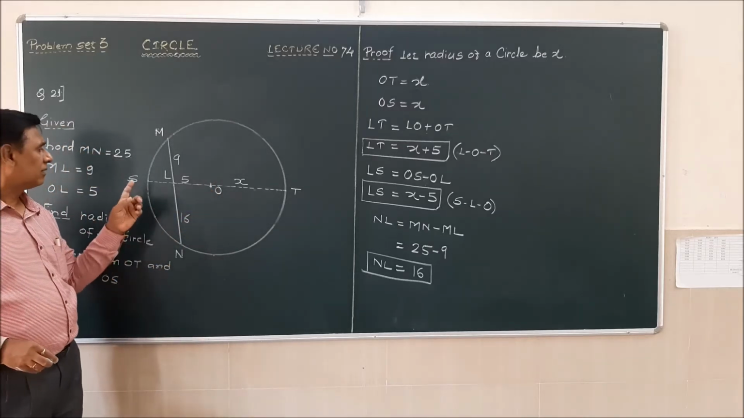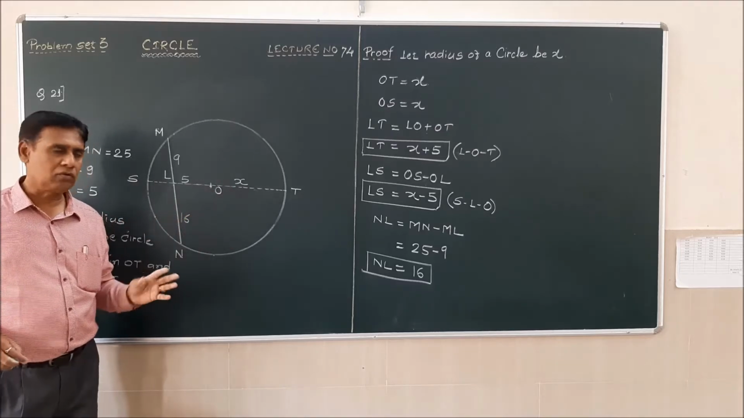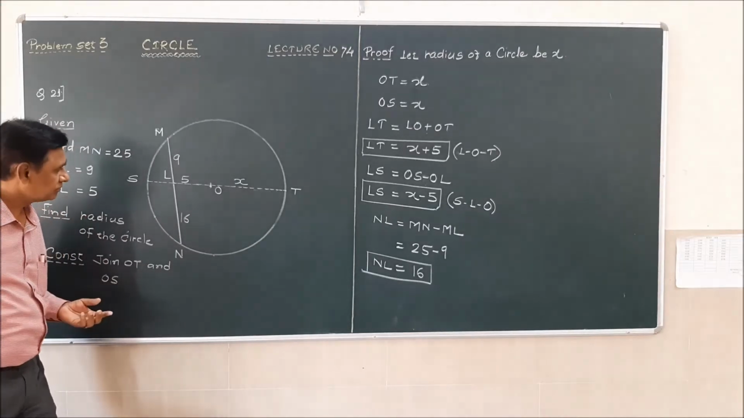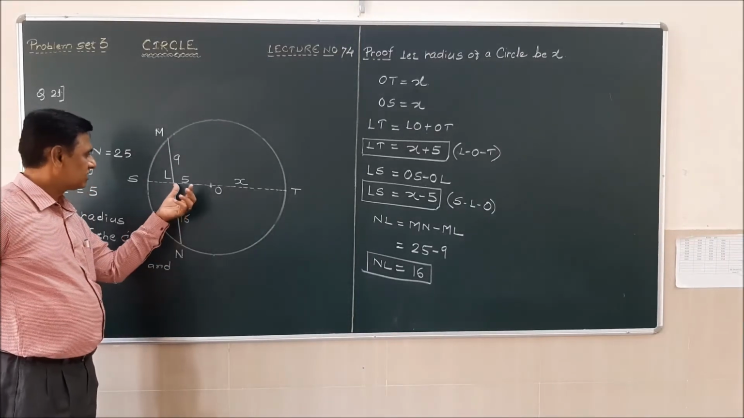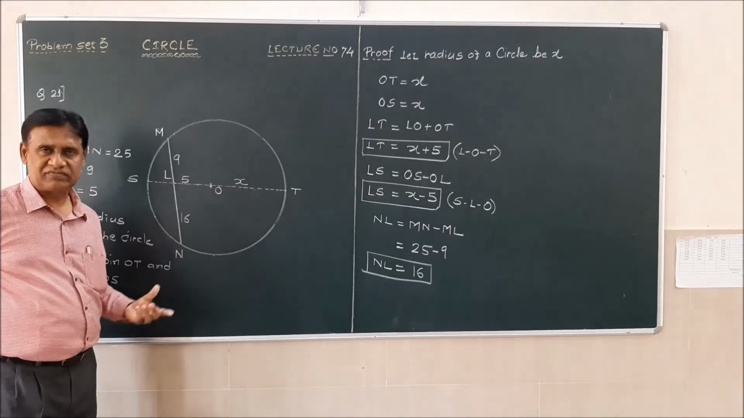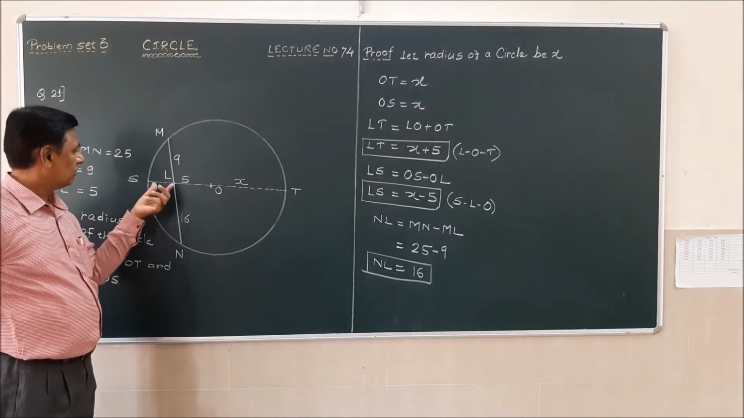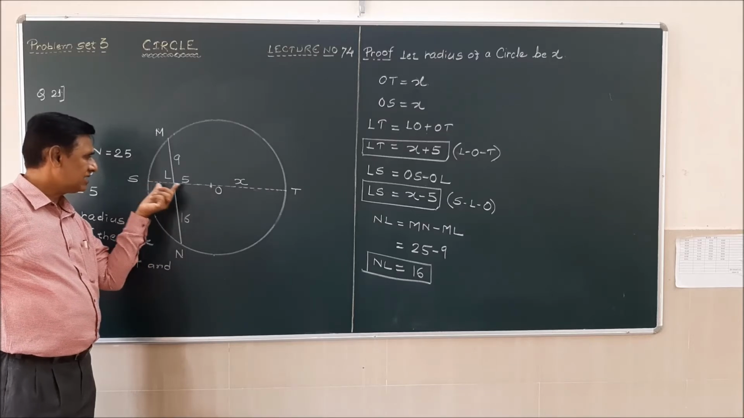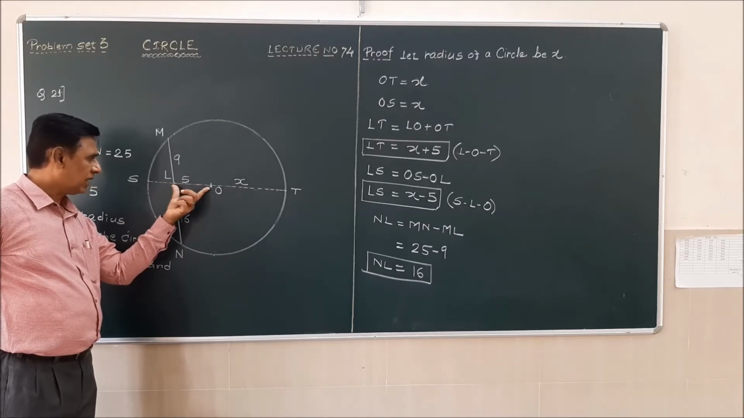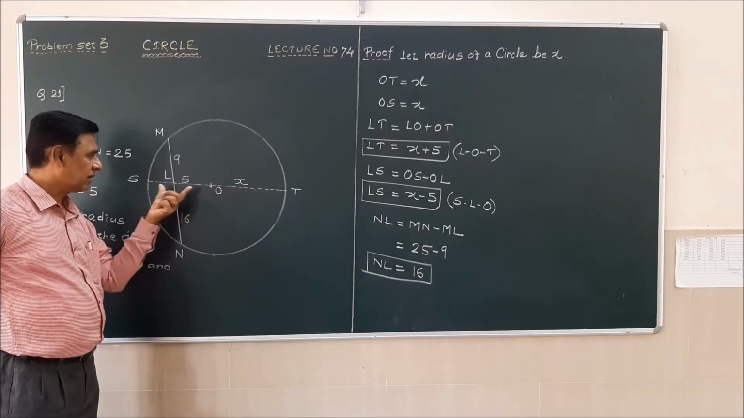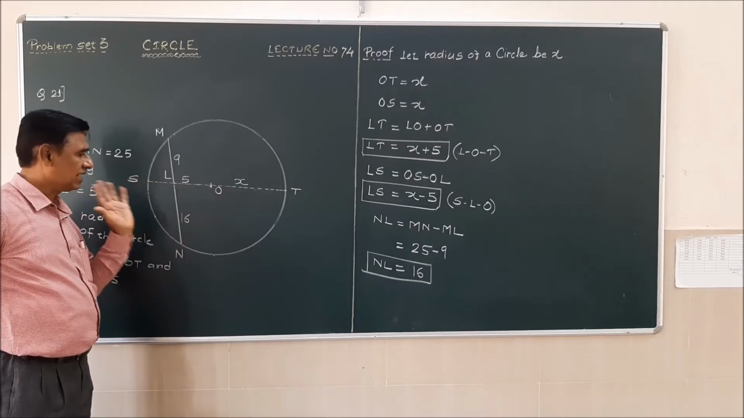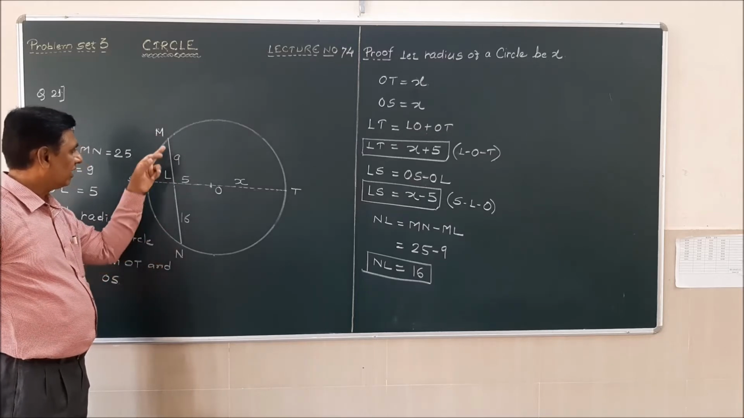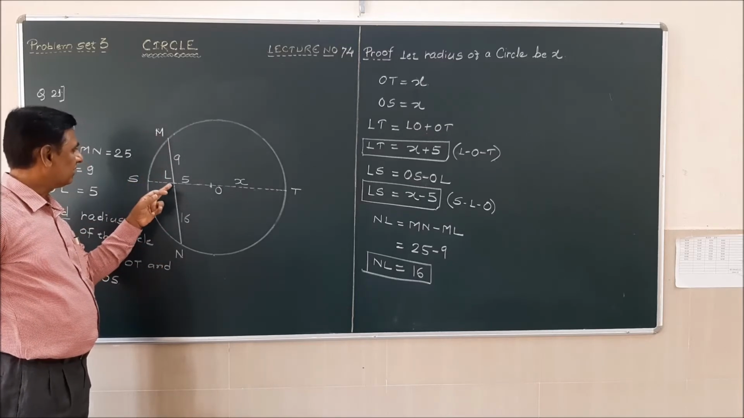So please try to understand. S, O, T are collinear points. Here I am taking the radius as x. That's why I will get LT is equal to x plus 5. Next we will find OL is 5. So to get SL, SL is equal to OS minus LO, that is equal to x minus 5. So I got SL as x minus 5. Total MN is 25. ML is given as 9.